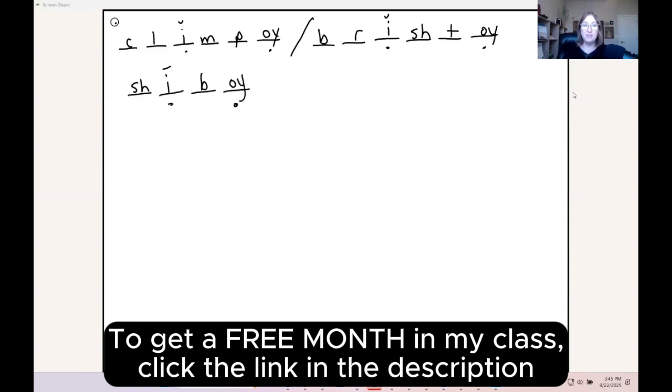Now, if this is shy boy with 1 B, just for fun, just say it to yourself. What would this have said with 2 B's? Now this I can't make its long sound anymore. It would have to make its short sound. And then that would say shiboy. So you're going to need that knowledge if you're trying to spell a long vowel sound, which means it says its name. It can only have 1 consonant after it, not 2.